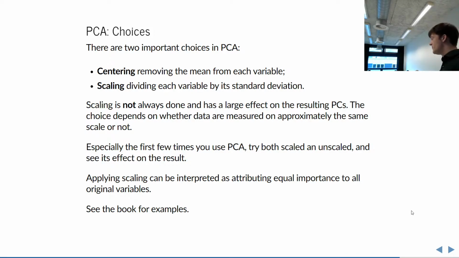If all of your variables are measured in the same way with the same unit of measurement, then usually you don't want to scale, because if you do, then you are saying that small differences are as important as large differences, which is distorting what's actually happening. There are some concrete examples of problems where I would and wouldn't scale in the book, which I'll show at the end.